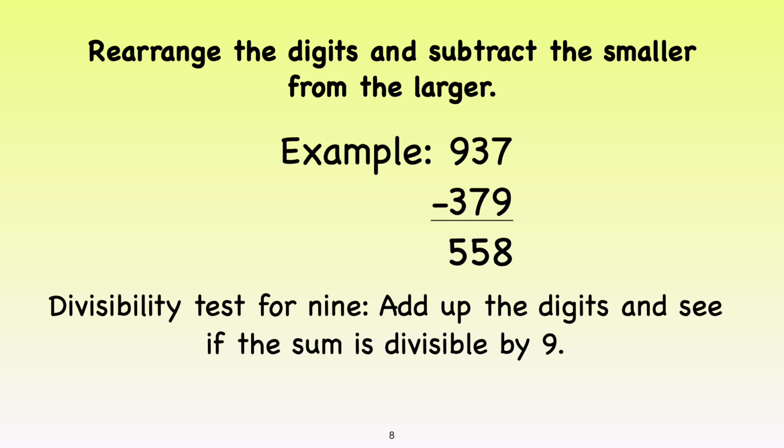Or add the sum of the digits again, and we call this repeated addition. And if the result is 9, then the number is divisible by 9. 558 is divisible by 9 because 5 plus 5 plus 8 equals 18. And yes, 18 is divisible by 9. But if I add 1 plus 8, which is the repeated addition, then I get a 9.